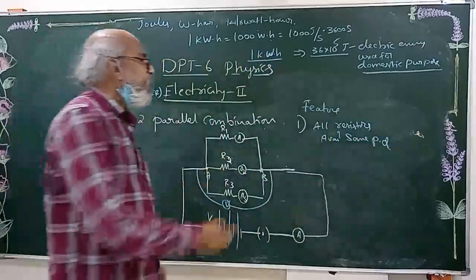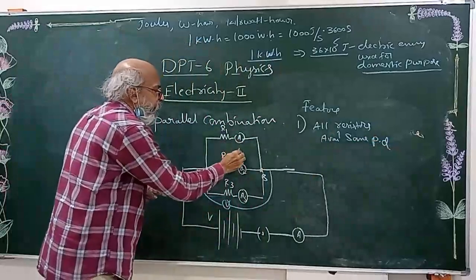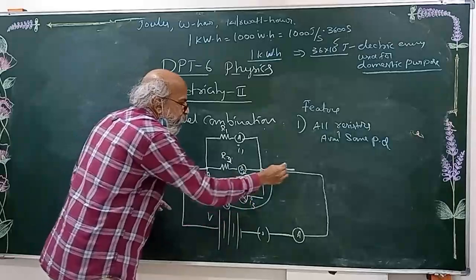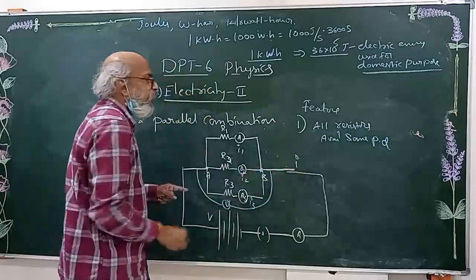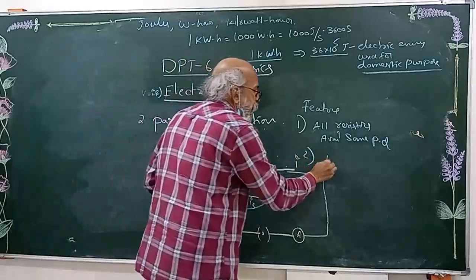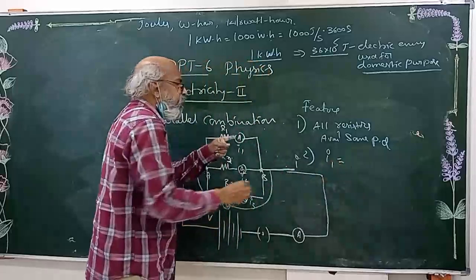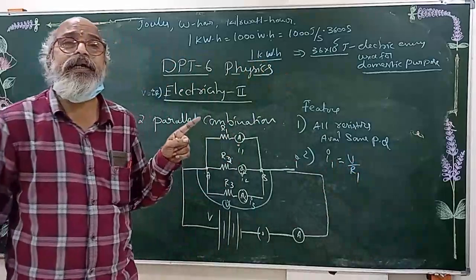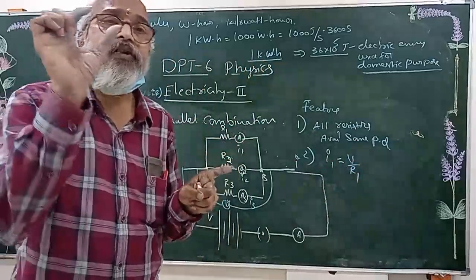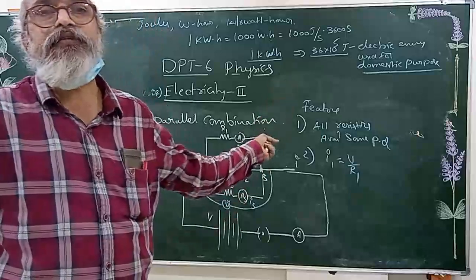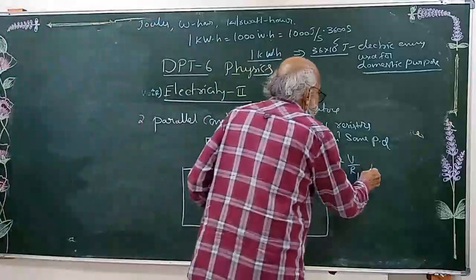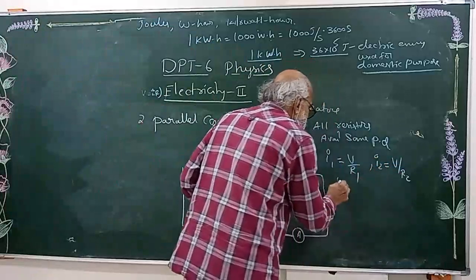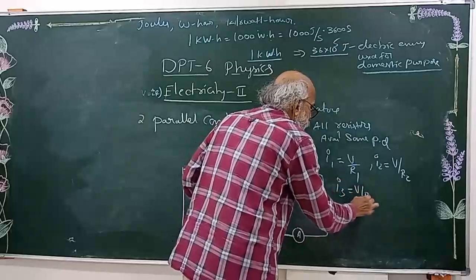And finally, what about the currents? If you observe, currents will be different. Here it is I1, this is I2, this is I3. Total current is I. So we observe the second important point. I1 is given by V by R1, Ohm's law. Every time current will be decided based on the potential difference applied and the resistance provided. So I2 is given by V by R2 and I3 is given by V by R3.